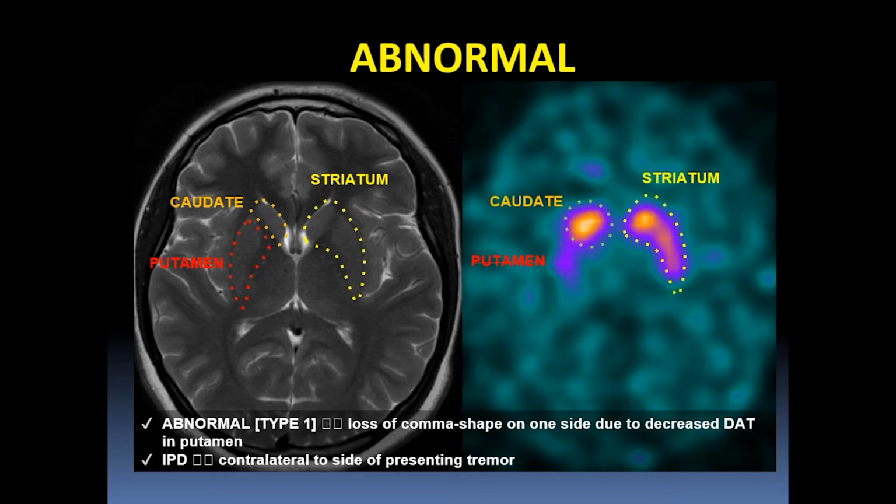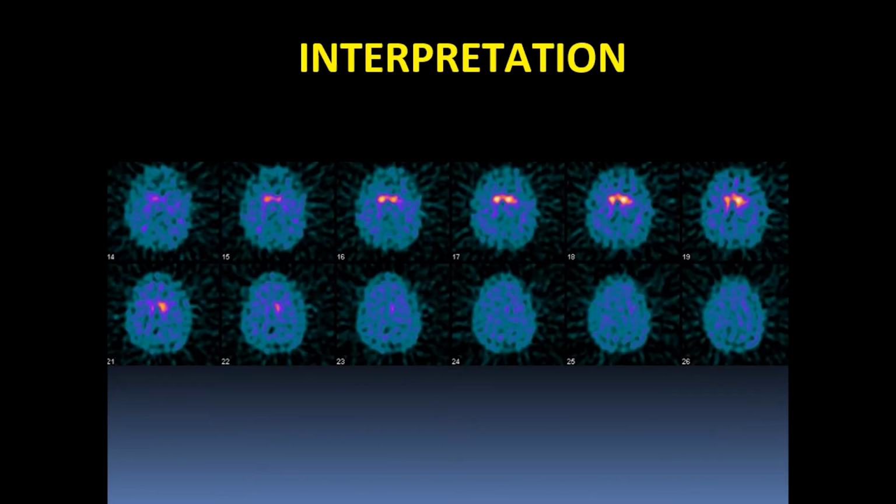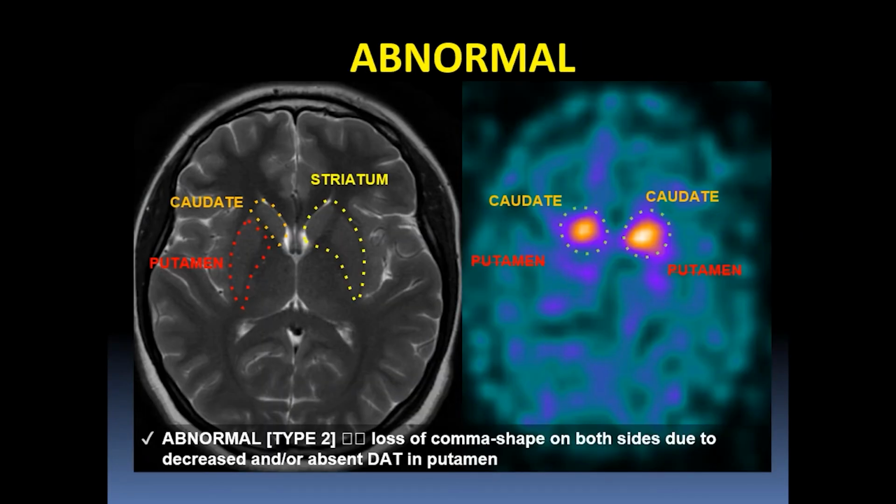If it's contralateral, it's less helpful because I certainly don't want to overdiagnose disease. Here's a more advanced case. It's what's called a type 2 abnormality. Again, as you look close at the images, you can see that there's loss of the putamenal activity now on both sides, and you have two period or oval shapes. This is considered a type 2 abnormality.